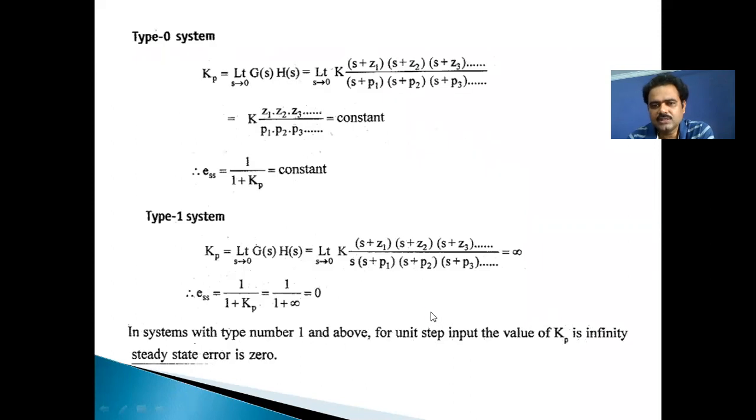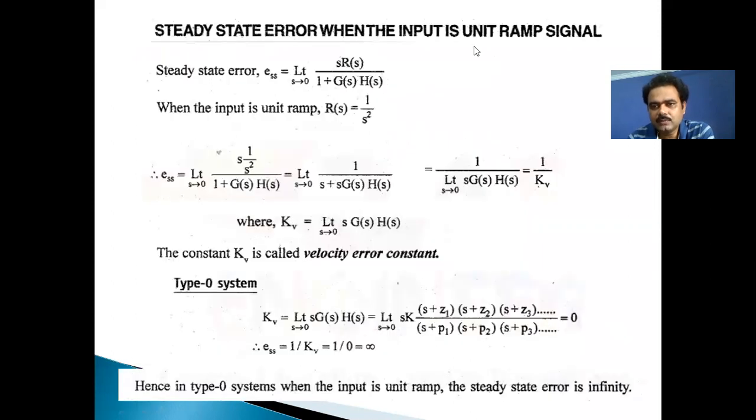Okay. So the velocity error constant applies when the input is a unit ramp input. So simply limit s tends to 0, s into g of s into h of s. This is called the velocity error constant. So for a type 0 system, if we calculate the velocity error constant, it equals 0.